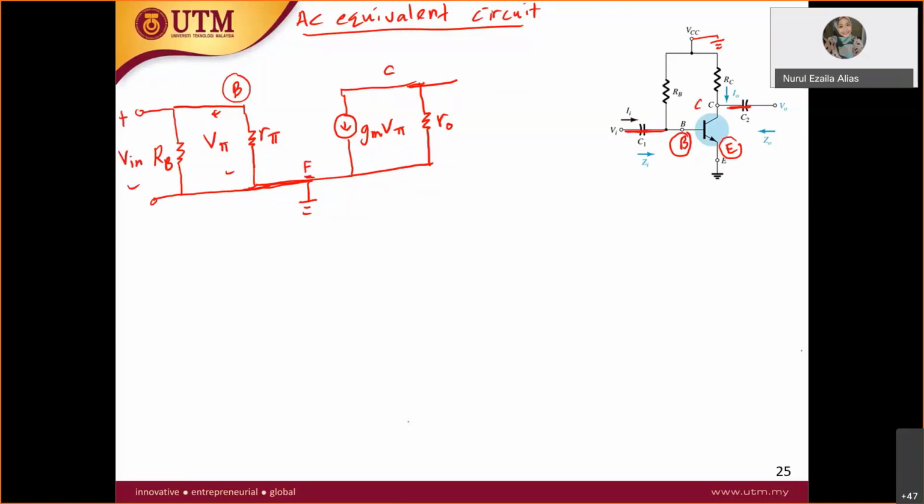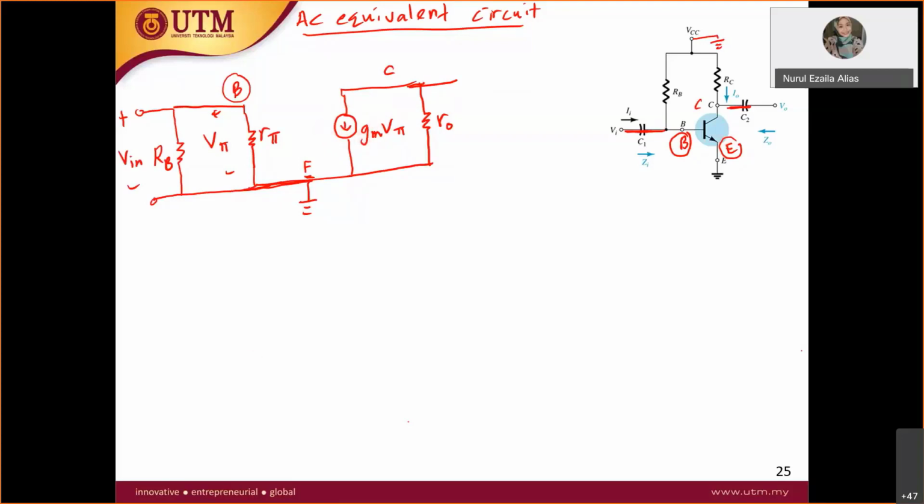Let's take a look one by one at your output part. As you can see, in your DC analysis circuit, your output part is VCE, a voltage here. But in AC analysis, it has been replaced by a current source, gm V pi.